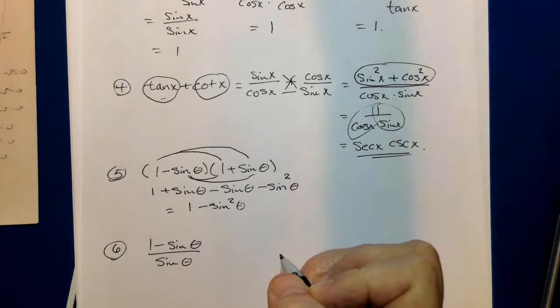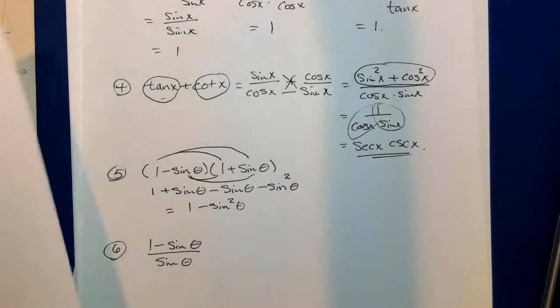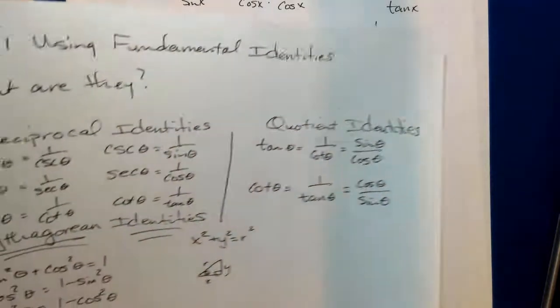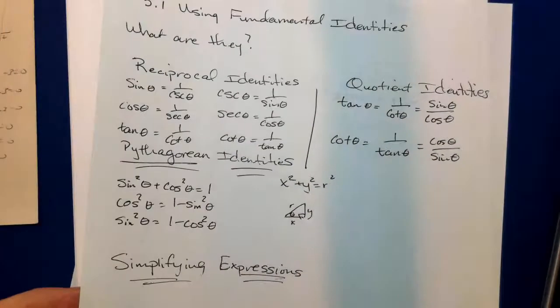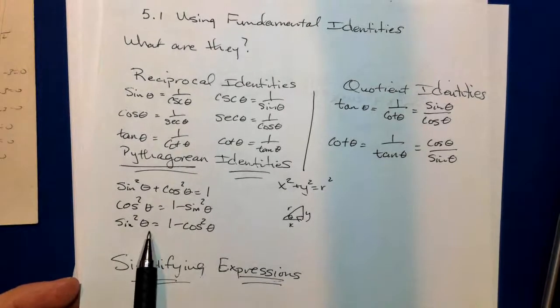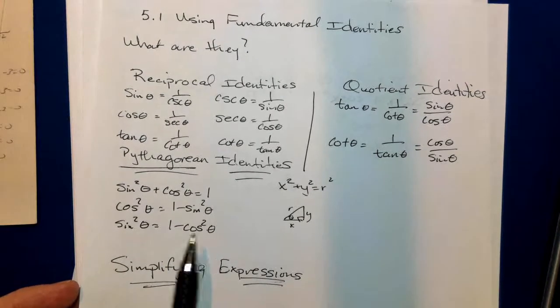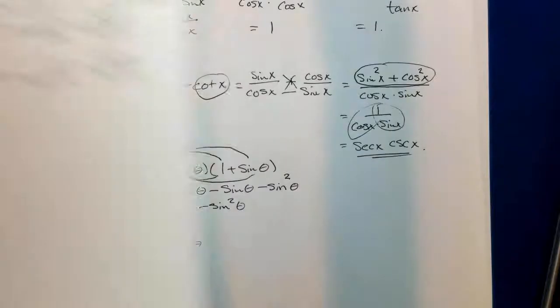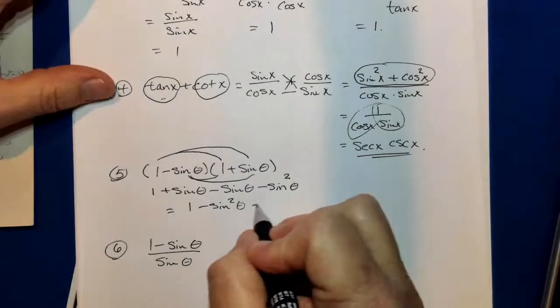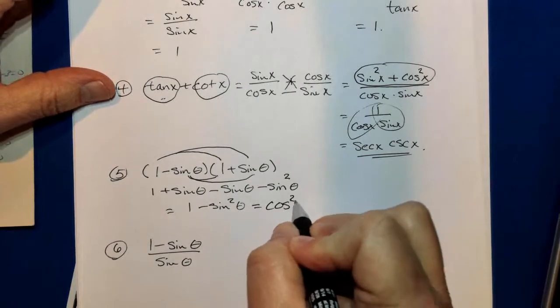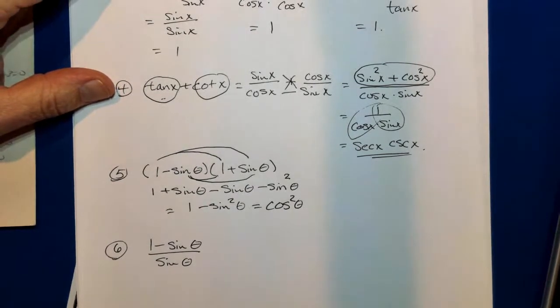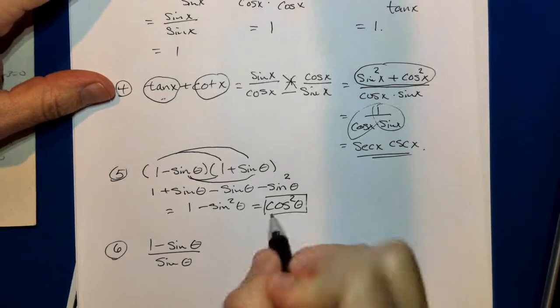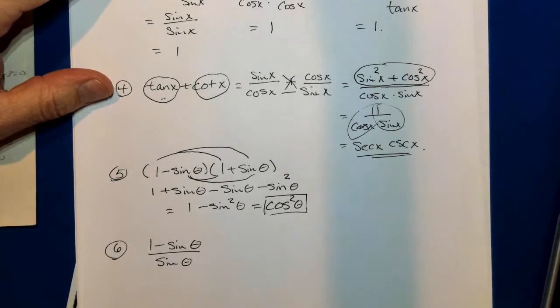What did we say that 1 minus sine squared theta was? Look at your sheet. Sine squared theta is 1 minus cosine squared theta. 1 minus sine squared theta is equal to cosine squared theta. So this is equal to cosine squared theta. There you go. It's weird to think that we started with a FOIL problem and we ended with just one single trig function.